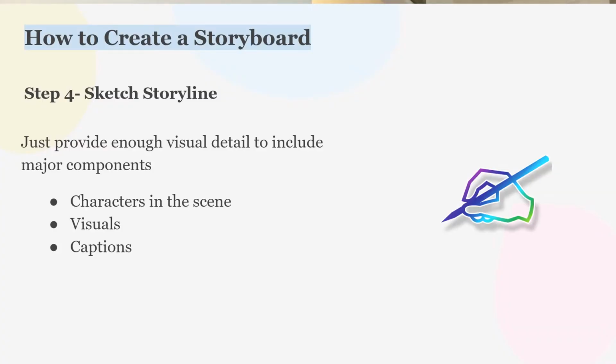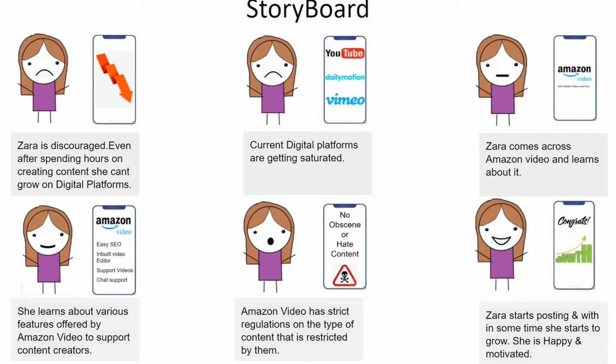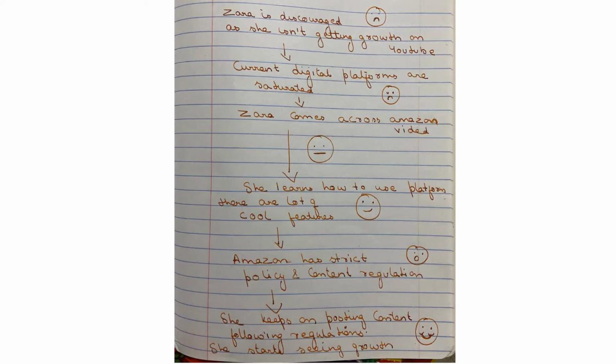Well, now is the most interesting part. You are going to create your storyline. Now that you have your basics ready, now that you have decided what is going to be the fidelity level of your storyboard, create a storyline. Just provide enough visual detail to include major components. You know that a storyboard is a sequence of images and sketches, and each and every image and sketch should have characters, visuals and captions. There is a simple tip: you can start with plain text on paper or a PPT that guides you along the way.